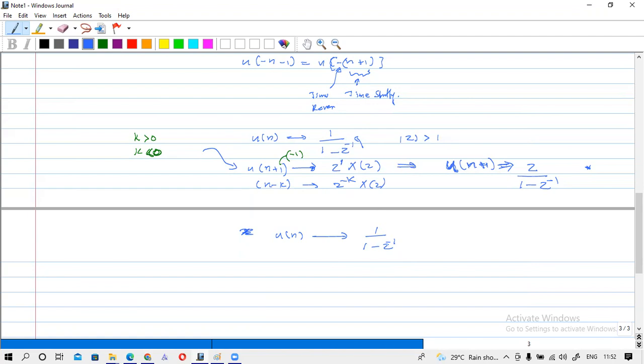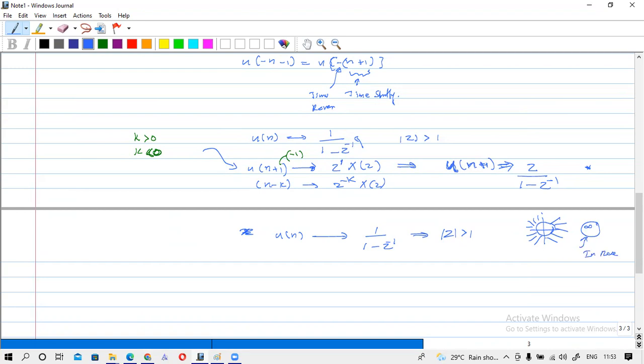So the z transform will be, so the ROC will be |z| greater than 1. So here if you have the unit circle, the ROC will be here, including infinity. So for this one, the infinity is in the ROC. You can see that.